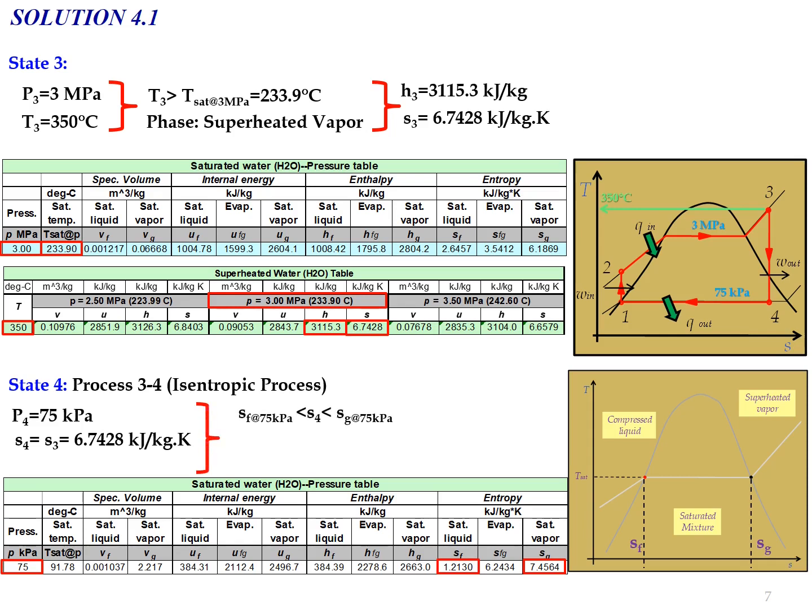So the condition is: if the value of S4 is greater than SG, the phase will be superheated. If the value is lower than SG and in between SF and SG, the phase will be saturated mixture. If we compare the values of SF, SG and S4, S4 is in between SF and SG, so the phase is saturated mixture.